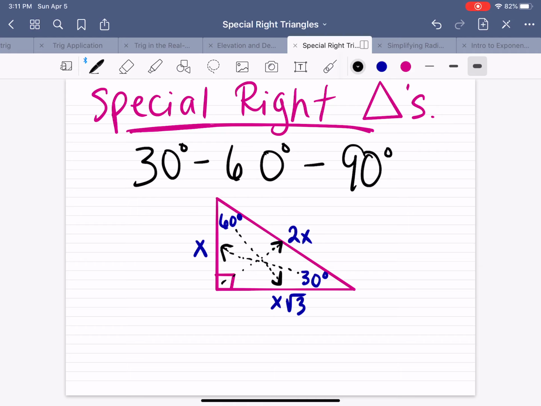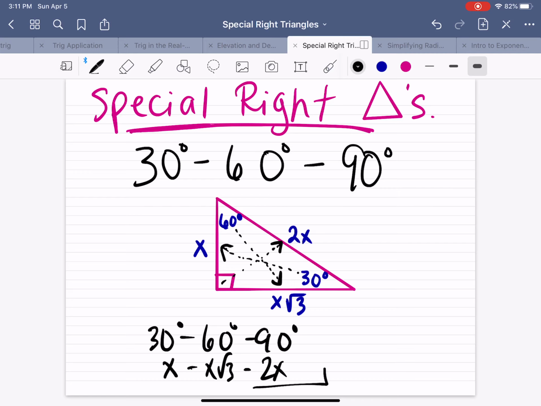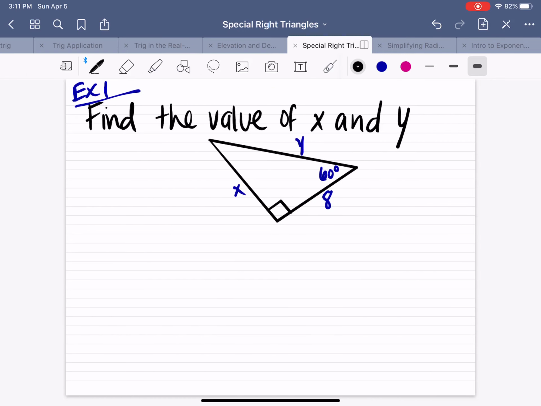So the proportion for a 30, 60, 90-degree triangle, or the relationship between the sides, is X, X root 3, and 2X. This is something I would suggest that you memorize. Let's use that to solve the following problem. We're going to find the value of X and Y.